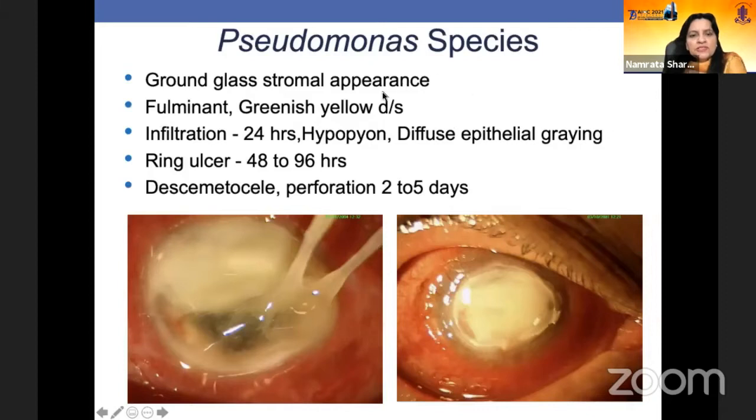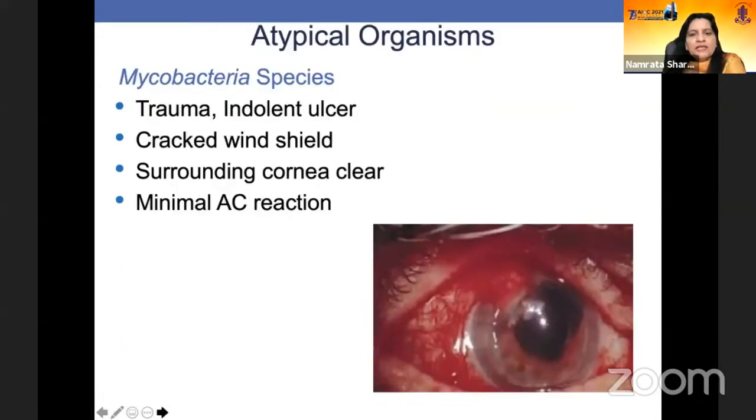Then Pseudomonas species, which has a ground glass stromal appearance, fulminant green-yellowish discharge with infiltration, which occurs in 24 hours with a hypopyon, diffuse epithelial graining, ring ulcer, which occurs in 48 to 96 hours, descemetocele and perforation, which occurs in 2 to 5 days. And Mycobacteria species or atypical ulcers tend to occur after trauma.